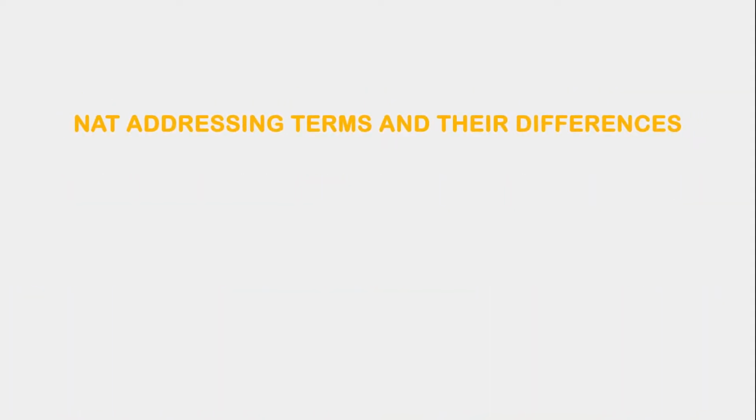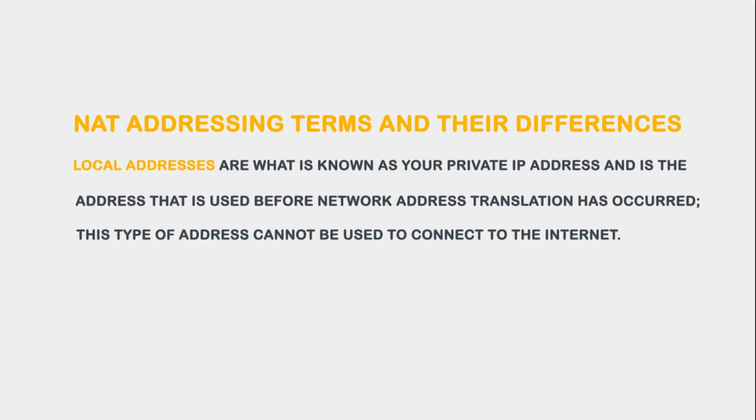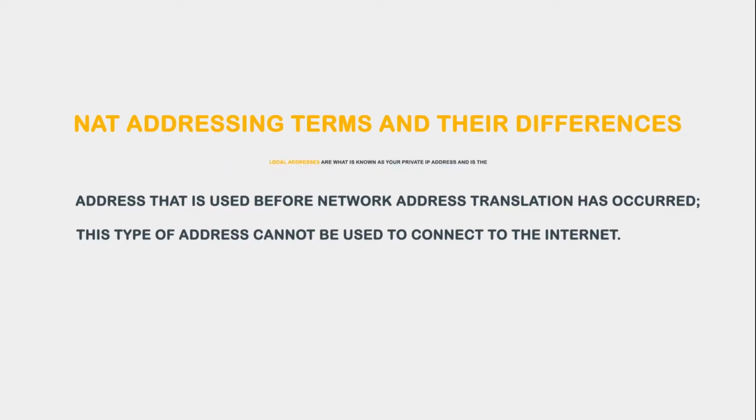Before we get into the types of NAT configurations, it is important to understand the NAT addressing terms and their differences. Global addresses are what is known as your public IP addresses. These addresses are the result after network address translation has occurred and can be used on the Internet. Local addresses are what is known as your private IP addresses and are the addresses used before network address translation has occurred. This type of address cannot be used to connect to the Internet. Understanding the differences between local and global addresses, let's move on to the final 4 terms.